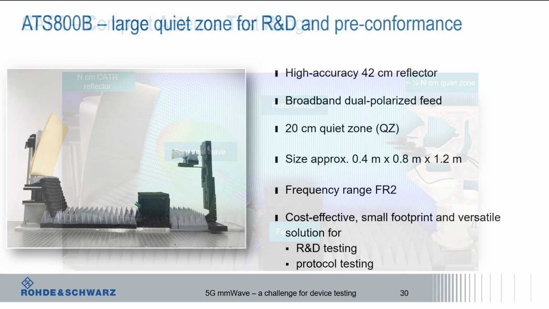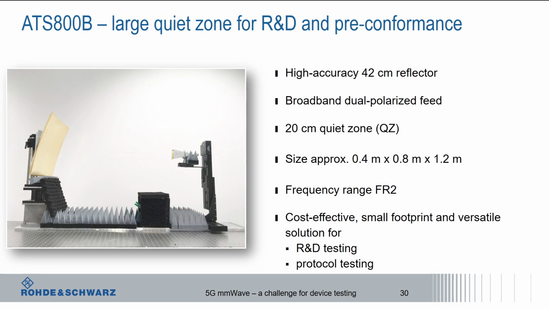Rohde&Schwarz, of course, has a nice product that does exactly that. It's called ATS 800B, and you see here a picture, which is exactly what you saw before: a feed horn, a nice reflector with 42 centimeter square, and then it's projecting over here, so this is where you would put your device under test, and it's creating a 20 centimeter quiet zone. The size of this setup is approximately 0.4 by 0.8 by 1.2 meter, and it's meant for frequency range 2 R&D testing. So you can put it on your benchtop, put your device there, and you have a nice 20 centimeter quiet zone.